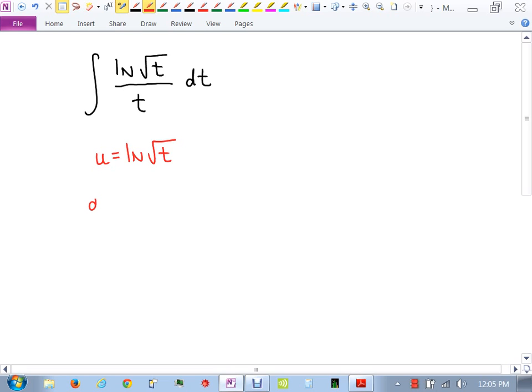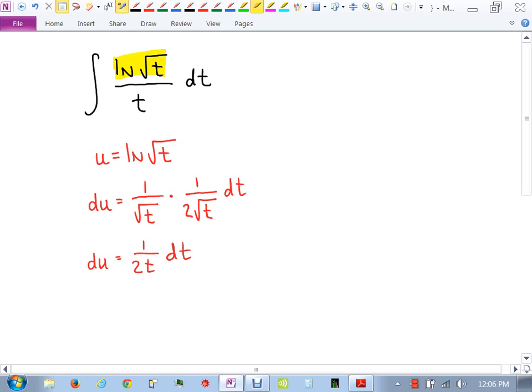Yeah. Then the derivative of that is, the derivative of natural log of something is 1 over that something, times the derivative of what's inside that natural log. That's 1 over 2 root t dt, right? Yeah, see, because of the square root. Is this okay? Do y'all see that? What is du here? What is square root of t times square root of t on the bottom here? That's just 2t on the bottom, isn't it? 1 over 2t dt? Is that what you have?